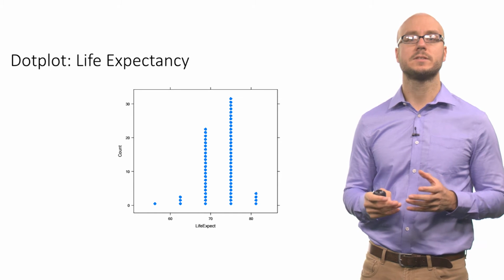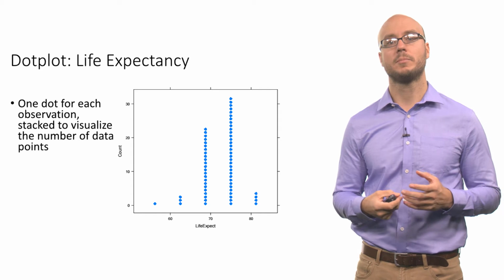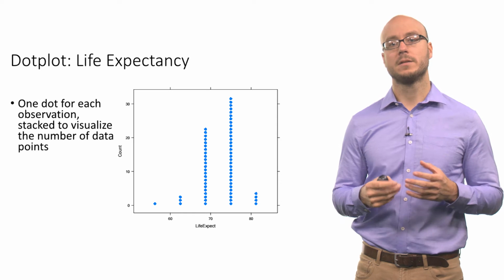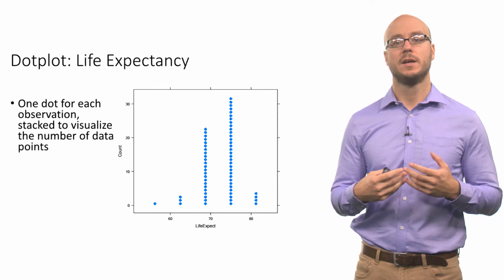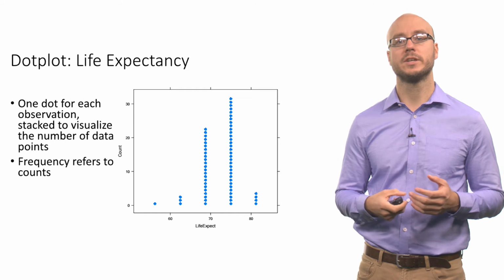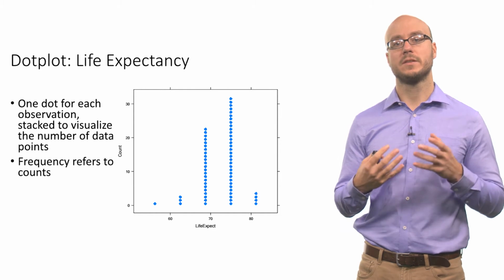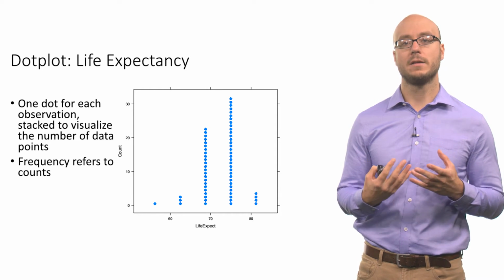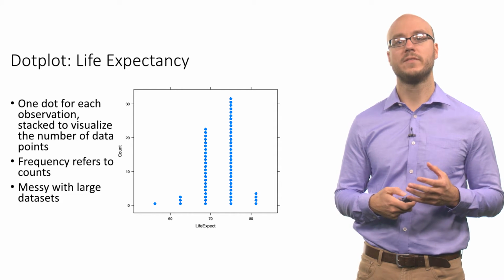A first analysis might entail the construction of what's called a dot plot. So here's a dot plot of life expectancy in our data set. In a dot plot, typically you use one dot for each observation. So here we have a set of countries, and each dot is a different country. Each dot is a different data point or observation. And then on the y-axis, on the vertical axis, we have the frequency, the number of observations or data points for each value of life expectancy.